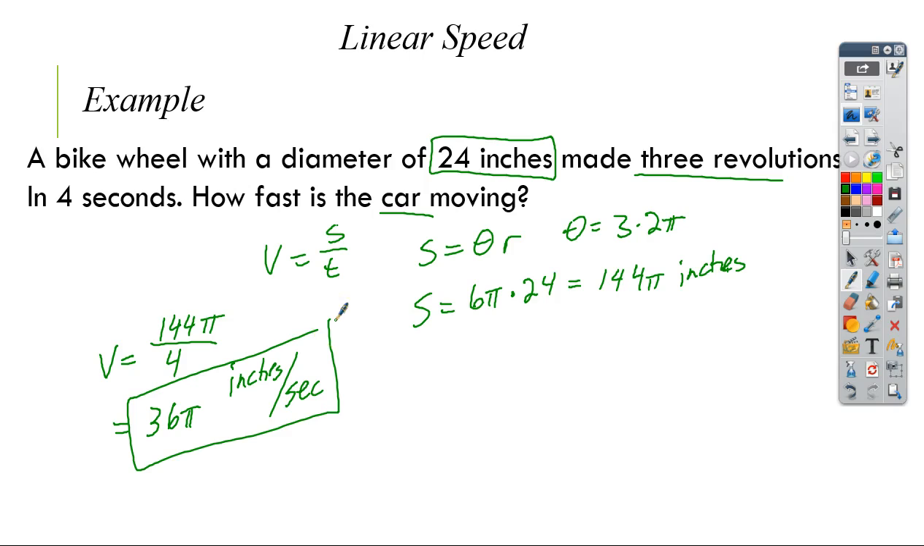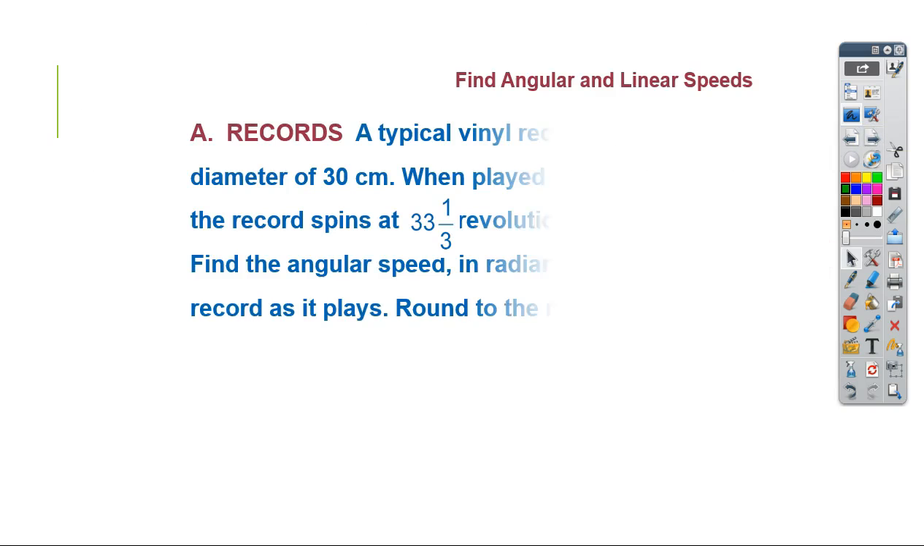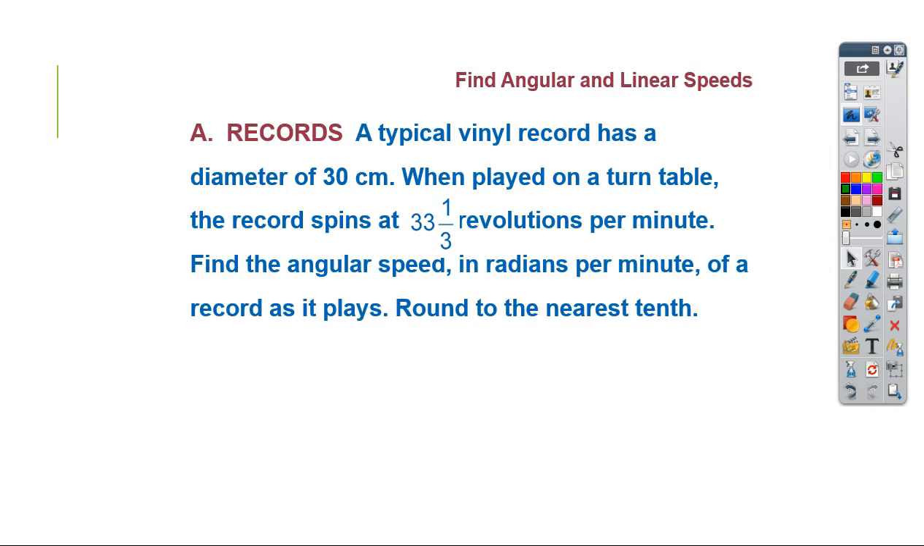All right, so those are the 4 examples. I do have one more big giant example, so let's take a look at it. Boom. So here it says, I have a typical vinyl record, has a diameter of 30 centimeters. When played on a turntable, the record spins at 33 1/3 revolutions per minute. Find the angular speed in radians per minute of a record as it plays.